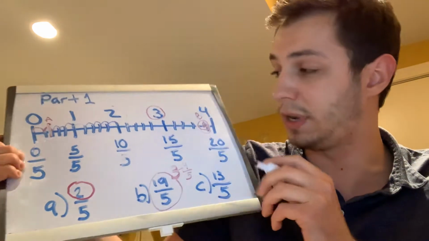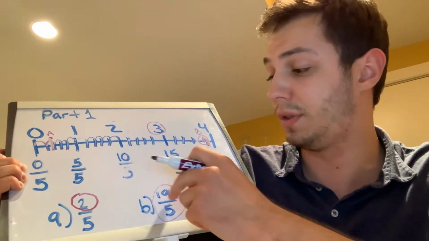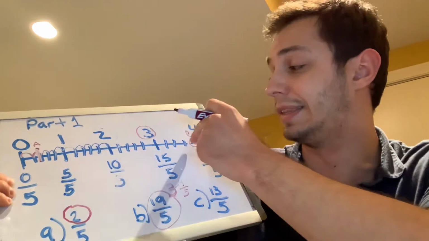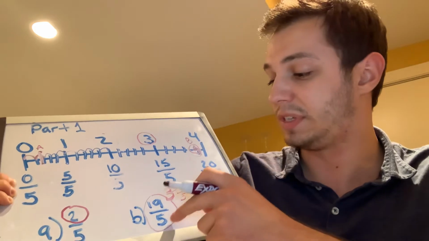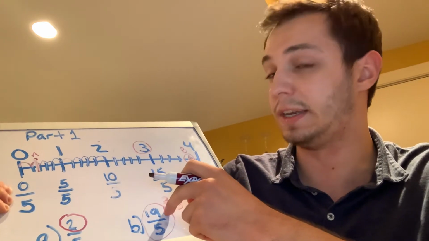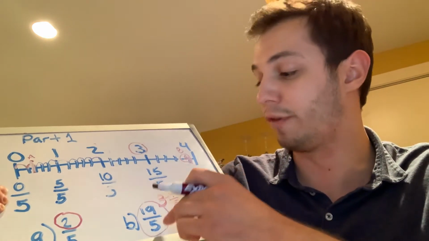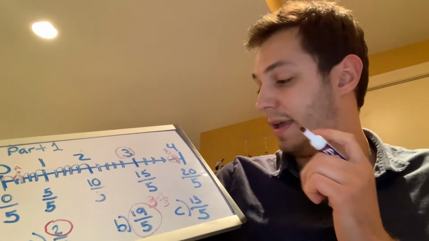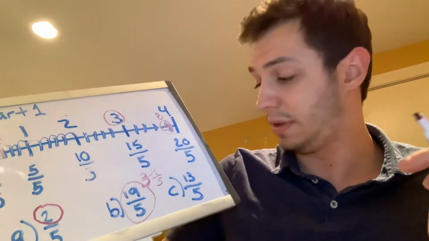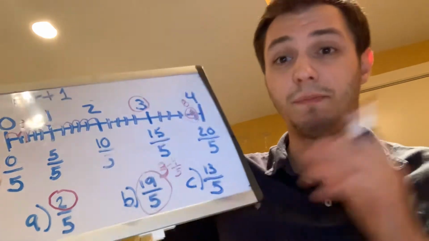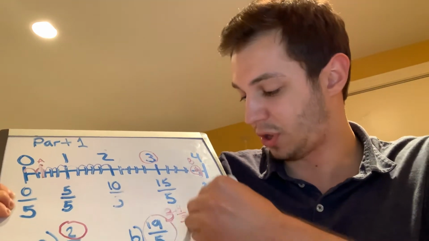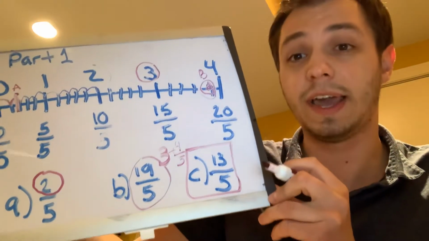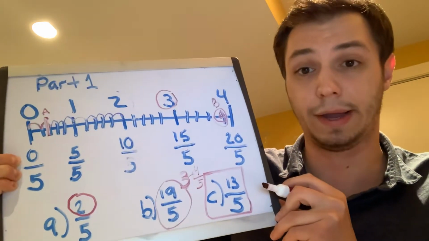So either way that you would like, either count where the top number is 19, you can count the 19 lines and plot it there, or you can change it into a mixed number, see how many times 5 can go into 19, and then the rest will go over 5. And that's another way you could do it. And now what I want you guys to do, you can pause this video, is for fraction number C, which is 13 fifths, I would like you to plot that on this number line.